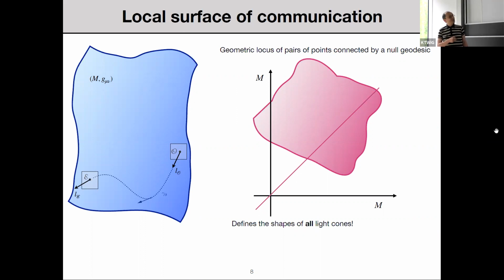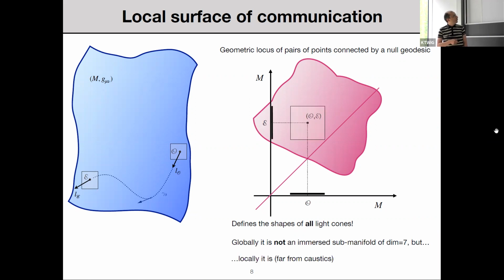Unfortunately, it's also quite complicated. It's a 7-dimensional submanifold, and actually not a properly immersed submanifold in an 8-dimensional space. So it's not globally an immersed submanifold of dimension 7, but locally we can hope it is. And I will assume that this is true at least in the vicinity of the points O and E. I cannot prove it, but I suspect that this is simply true if we make sure that O and E are far away from any kind of caustics.